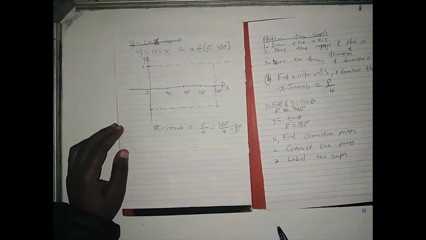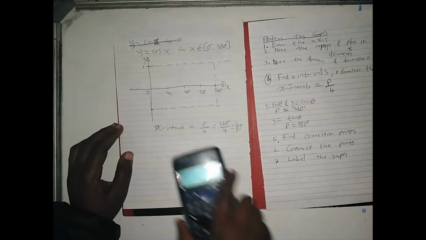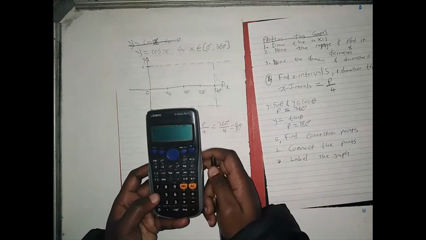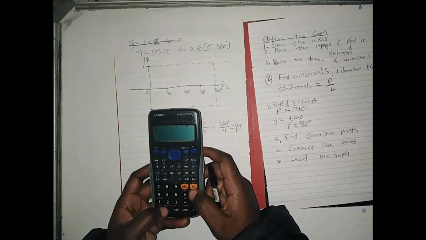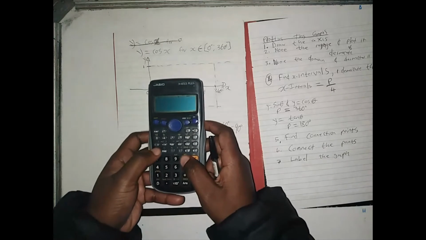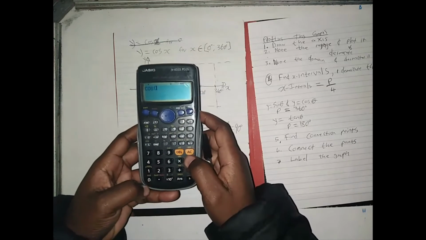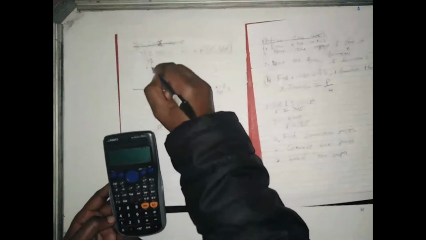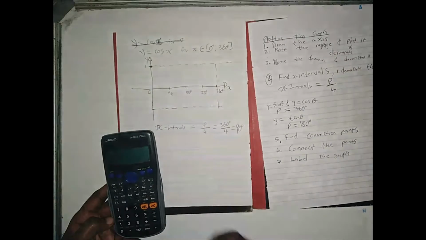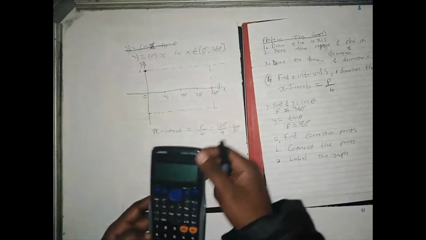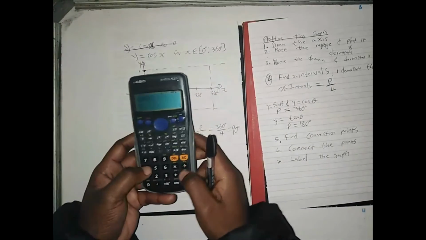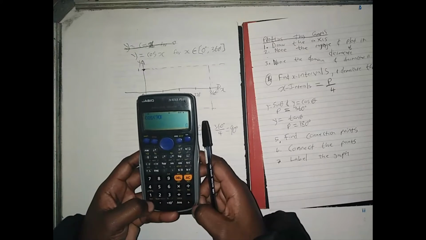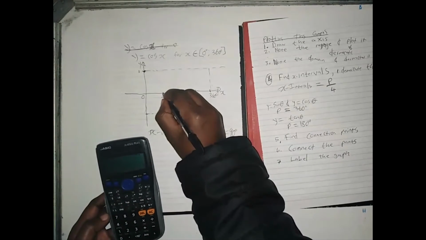Step number 4 done. Step number 5, find the connection points. Now I want you to look at these connection points very carefully. The first one is 0. You take the intervals from where they start up until where they end. So cos 0 is 1. Where do 0 and 1 meet? They meet here. Then the next one is 90 degrees. So cos 90 is equal to 0. So here's a point.